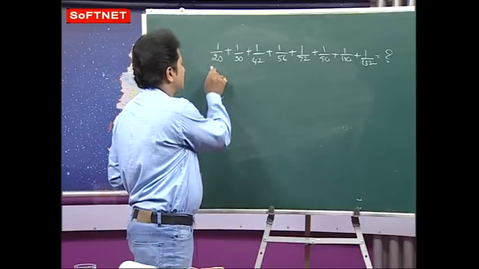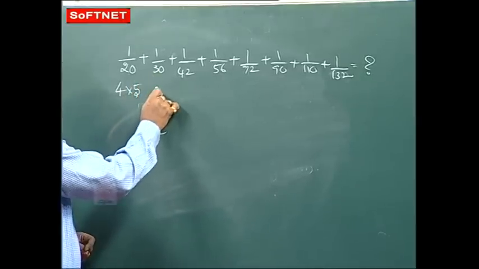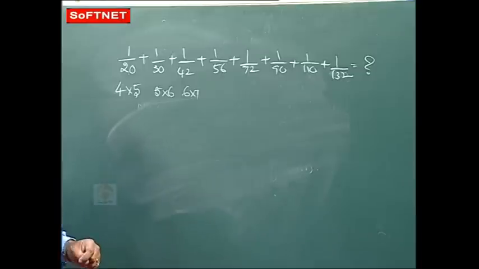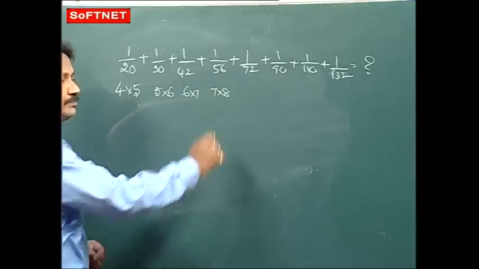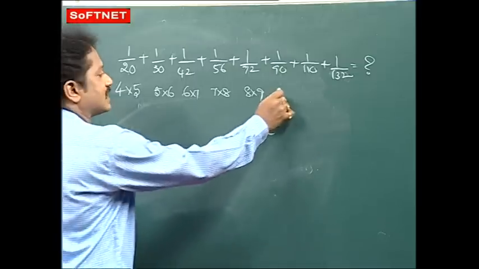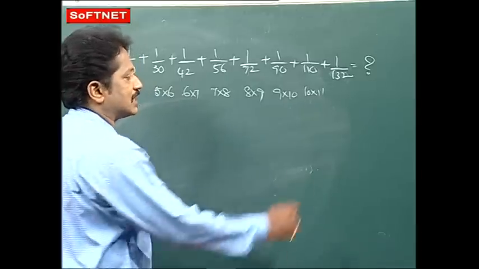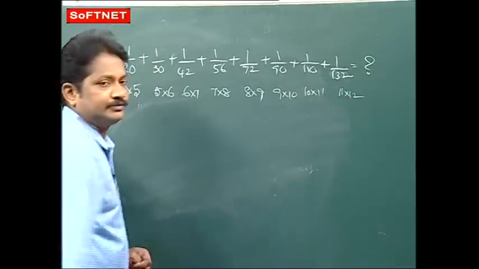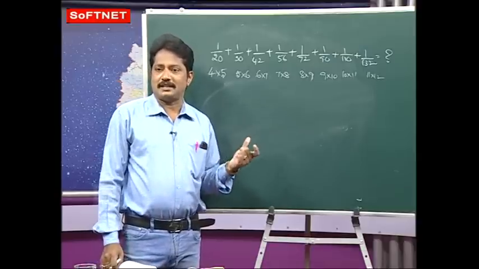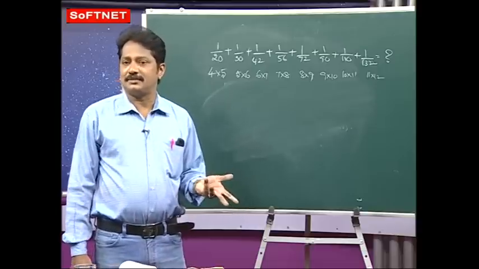Here 20 you can write as 4 fives, am I correct? And 30 you can write as 5 sixes. 42 you can write as 6 sevens. 56 you can write as 7 eights. And 72 you can write as 8 nines. 90 you can write as 9 tens. And 110 you can write as 10 elevens, and 132 you can write as 11 twelves. What do you notice here? They are the products of consecutive natural numbers: 4 fives, 5 sixes, 6 sevens, 7 eights, 8 nines, 9 tens, 10 elevens and 11 twelves.